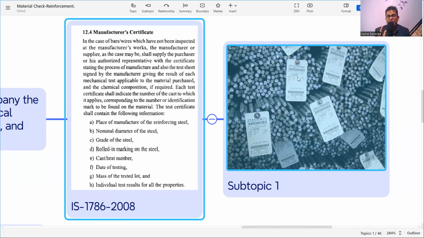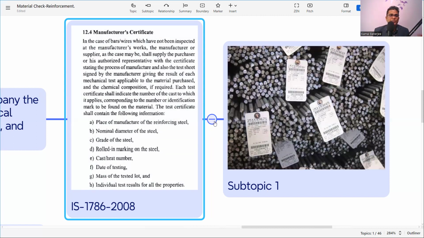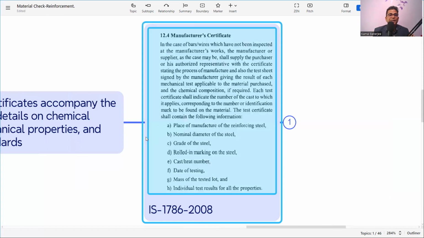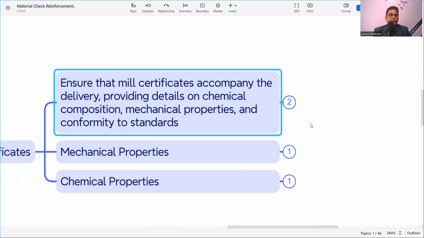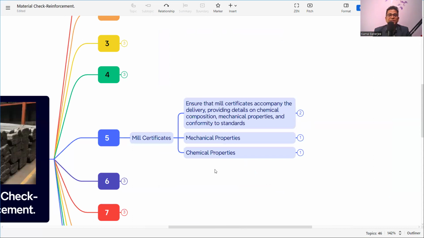So with the MTC, we need to check the delivery docket or the bundle docket, whatever is mentioned. See, here is the heat number, everything is there in this copy. It is coming from the manufacturer. So we need to check both of these, then we are ensuring that this material is as per our requirement. So these are the things we need to check for the mill test certificate.